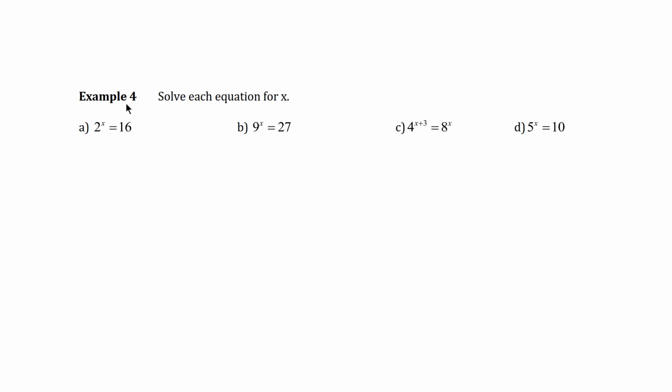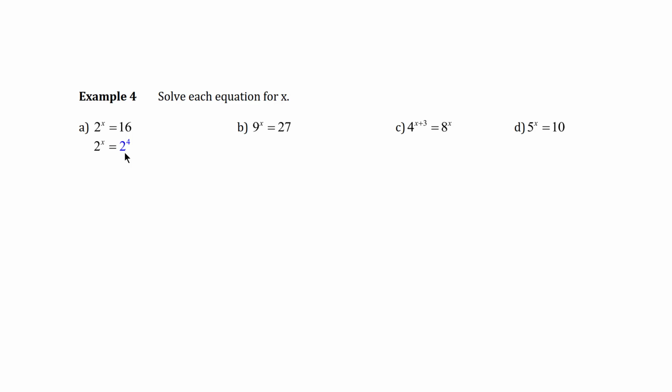In example number 4, solve each equation for x. For part A, we have 2 to the x power equals 16. In order to solve for x, we need to rewrite 16 as an exponent with the base of 2. This would be 2 to the 4th power. So we have 2 to the x equals 2 to the 4th power.